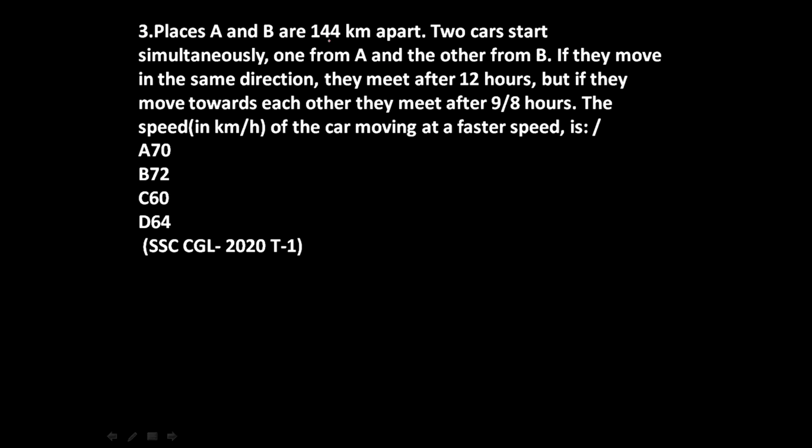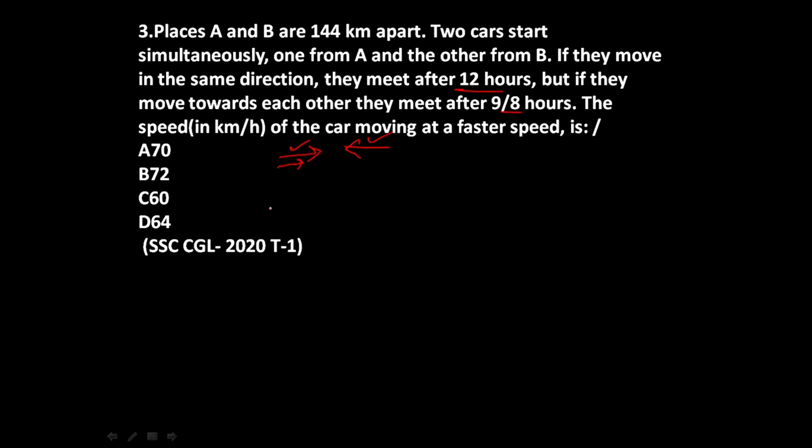Places A and B are 144 km apart. Two cars start simultaneously, one from A, other from B. If they move in the same direction, means both cars are moving in the same direction, then they will meet after 12 hours. But if they move towards each other, then they meet after 9 by 8 hours. Find the speed of the car moving at a faster speed.